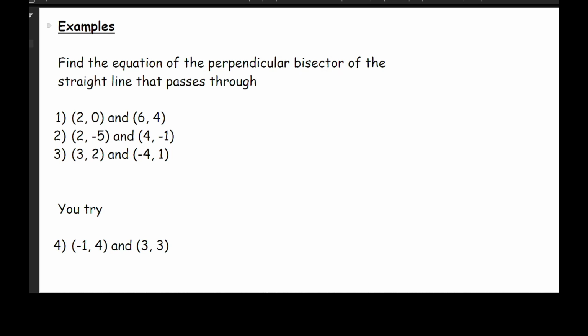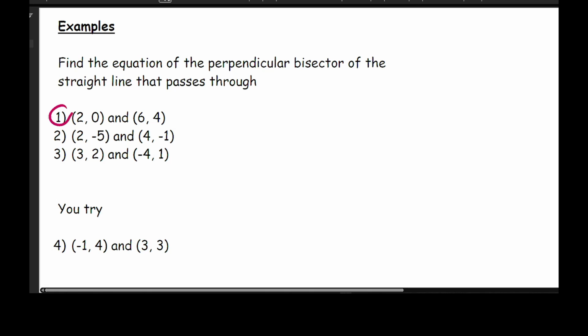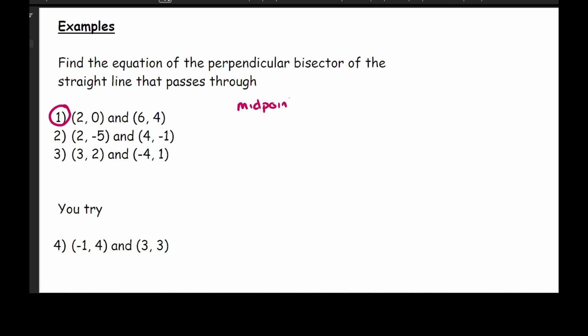So in this question, we're asked to find the equation of the perpendicular bisector of the straight line that passes through, and we've got our set of coordinates. So if we look at question 1, here what we want to do is find the midpoint. To find the midpoint, we add the 2 x ordinates and divide that by 2. We then add the 2 y ordinates and divide by 2. So here I've got 8 divided by 2, which is 4, and 4 divided by 2, which is 2.